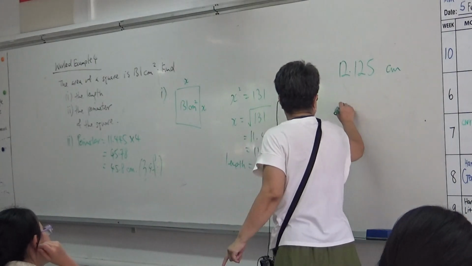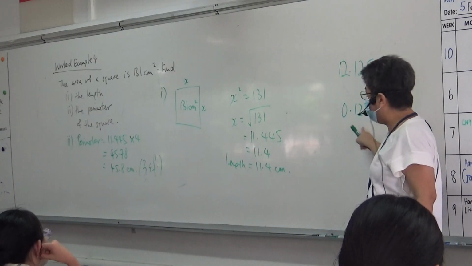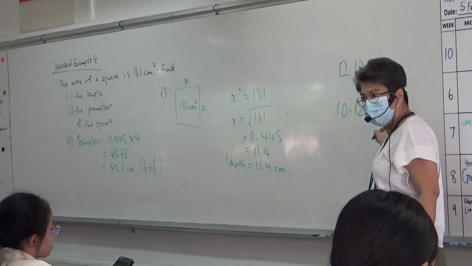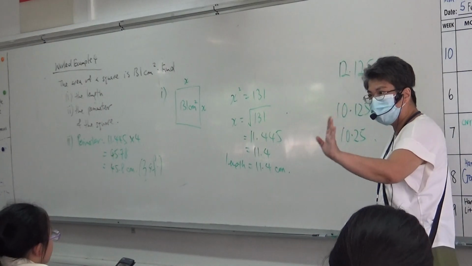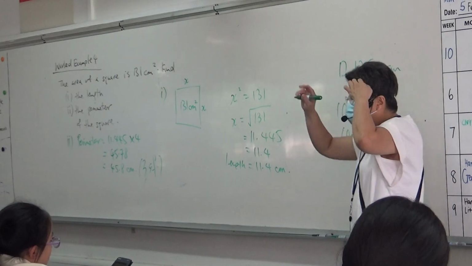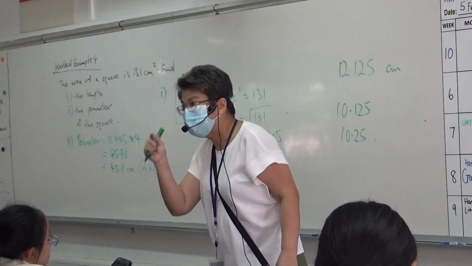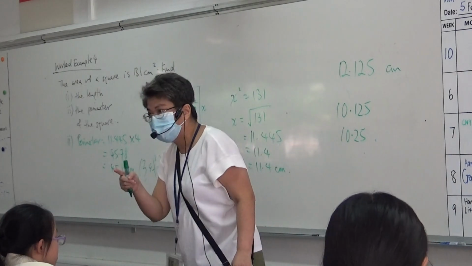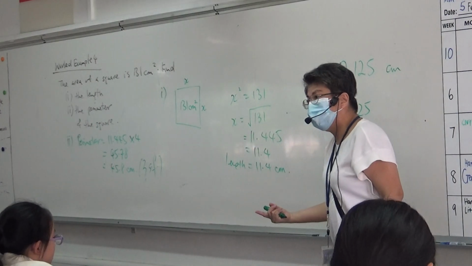For example, I can have 0.125. Or 10.125. It's still exact. You write it down. Understand? For example, 10.25 is still exact because it's 10 and 1 quarter. Just now I showed you that front page, right? It's stated: if the answer is exact, okay? Then they say, if the answer is not exact, then you will have to give 3 significant figures. Okay? Any other questions?